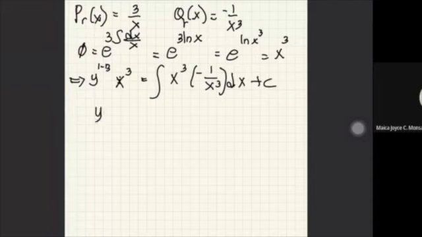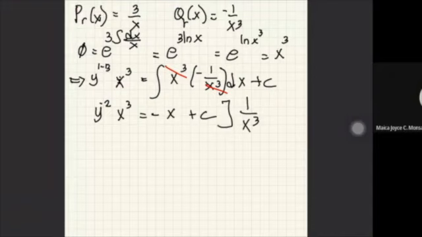And this would be y squared, y to the negative 2, then x cubed, negative, cancel na yung x cubed. So what's left is multiply by 1 over x cubed. So y to the negative 2 equals, yan ay magiging negative 1 over x squared plus cx. That should be 1 over, letter c, no? C x to the x cubed pala. C over x cubed. Okay.